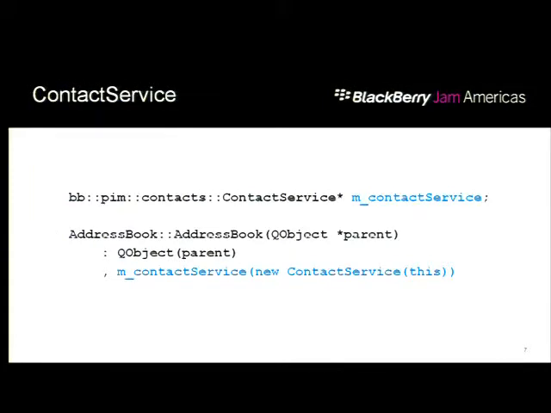Most of the PIM APIs all have a service. So for example, contacts has the contact service. And this will be the main object that you'll be interacting with to get and set data from the specific service you're looking at, contacts, address book, whatever. You only need one for your application, so you can just create it when your application gets created.